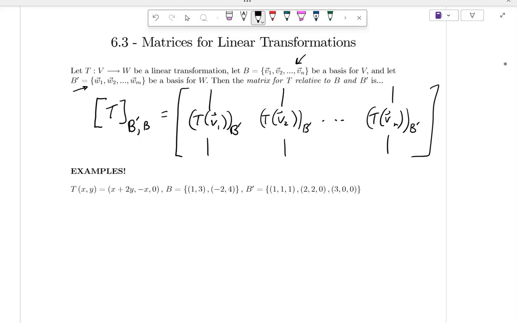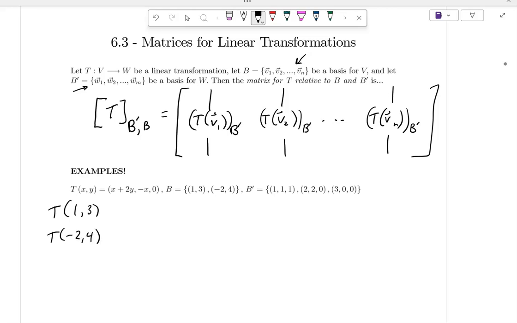All right. So first example we have here, our transformation is going from R2 to R3. How do I know it's going from R2 to R3? Well, I've got a two-dimensional input vector here and a three-dimensional output vector here, right? So it's going from R2 to R3. What size matrix will we end up with when we're done? 3 by 2, right? Good. All right, so here's how we do this. The first thing you want to do is you want to plug in your basis vectors into the transformation.